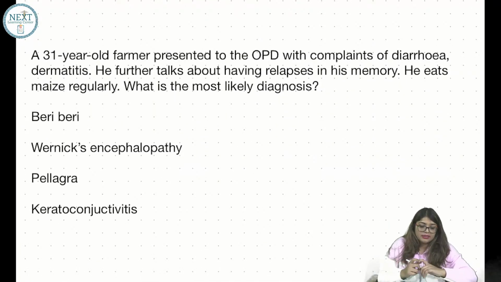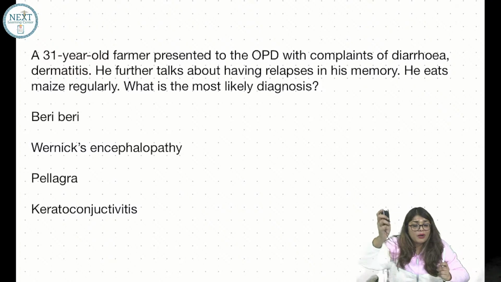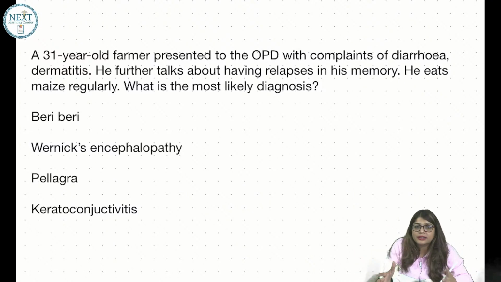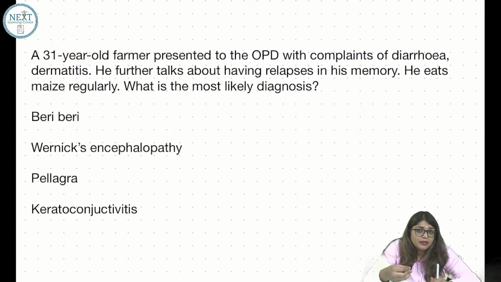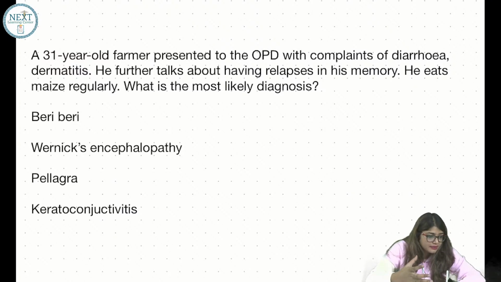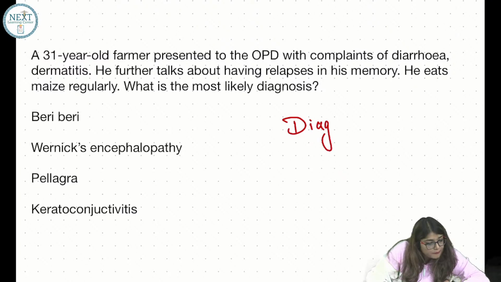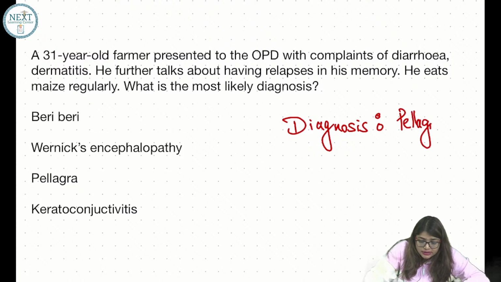Now look at this question. Again, one topic that is sure to come in your exam. 100% sure. And how many questions are we expecting from that topic? Around 3 to 5. Something which is very, very high yield. It is your vitamins, right? And what do you see here? What is the diagnosis? Tell me the diagnosis. It is pellagra.